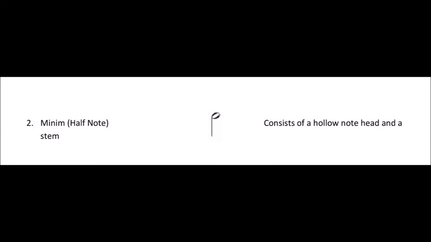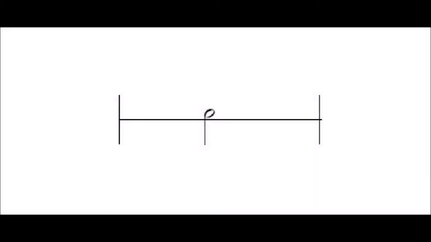Next note is the minim, or the half note. The half note consists of a hollow note head and one stem. And this is the minim written on the stave. You notice the line coming down from the hollow note head, that is what the stem is.